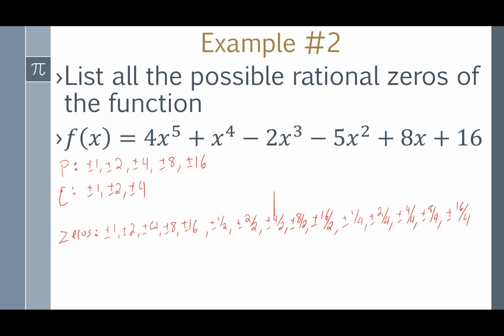Now in this particular scenario, a couple fractions have already been listed. So 2 over 2 is a 1, we already listed that, so I don't need to include that again. 4 over 2 is 2, don't need that. 8 over 2 is 4, 16 over 2 is 8, so I don't need those fractions. But the 1/2 is needed because it wasn't listed earlier. 1/4 is needed because, again, it's not a repeated zero, but 2/4 is a half, 4 over 4 is 1, 8 over 4 is 2, and 16 over 4 is 4. So all we really need is just simply the factors of p, 1, 2, 4, 8, 16, and then the two fractions that are not repeated, the 1/2 and 1/4.